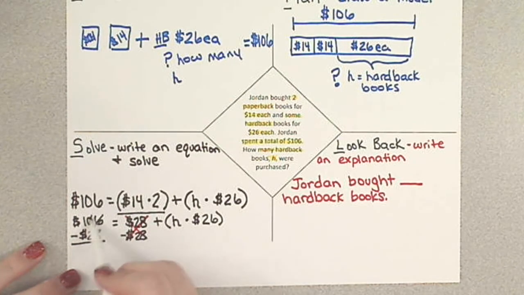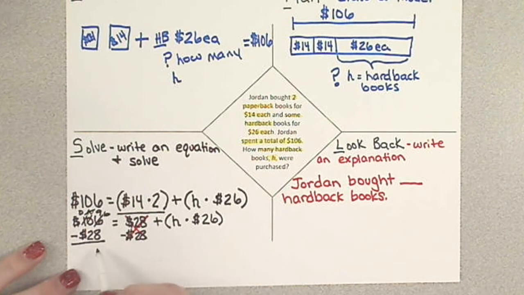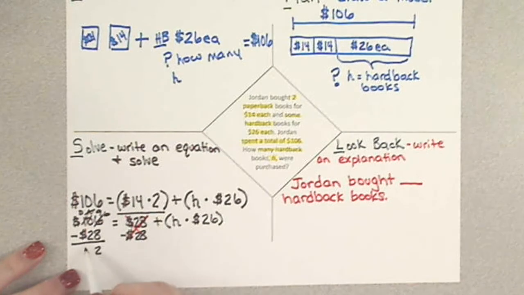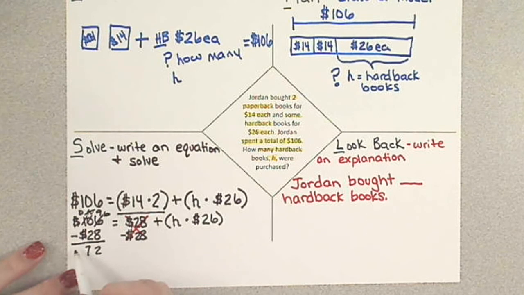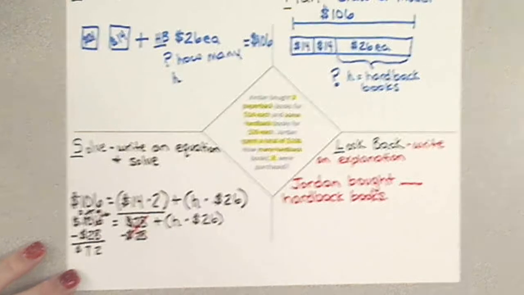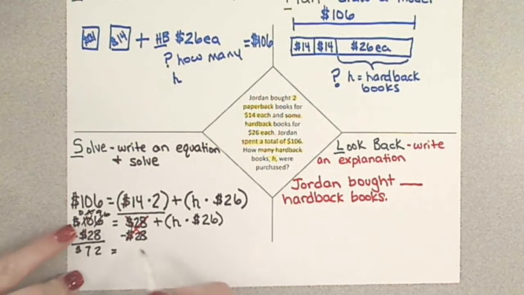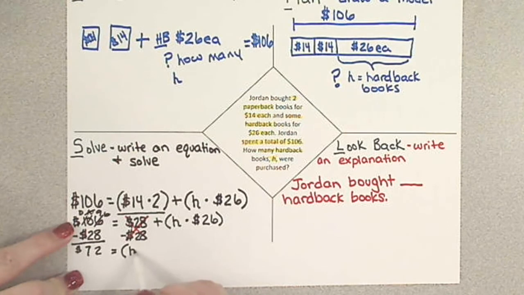So I cannot do that. Nope. 10 minus 8 is 2. 9 minus 2 is 7. So now I'm left with $72 equals the number of hardback books times $26.